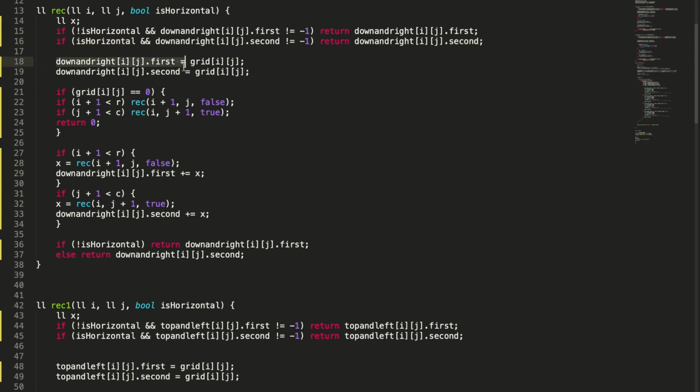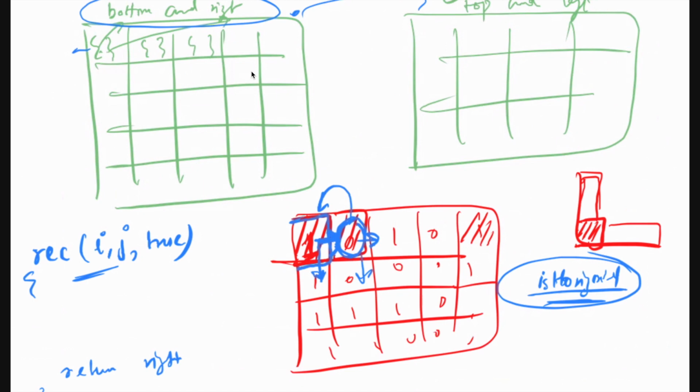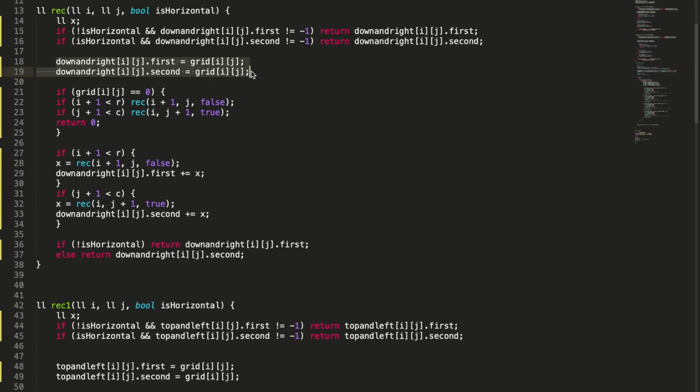And if both these conditions are not met, it means that the value is not calculated yet. So first of all I will initialize both the values as the number value itself. Suppose the grid value was 0. Then initially from -1 and -1, both will be set to 0 here, which means that there are 0 ones to the down and to the right.